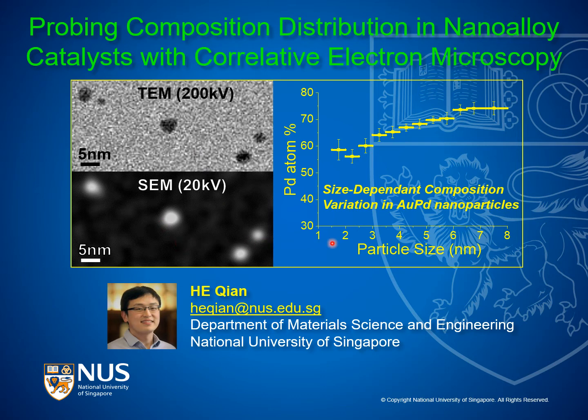So we can plot nanoparticle composition against their size and get a composition distribution. Now, let me take you through why and how we're doing it, and what the benefits and the challenges are.